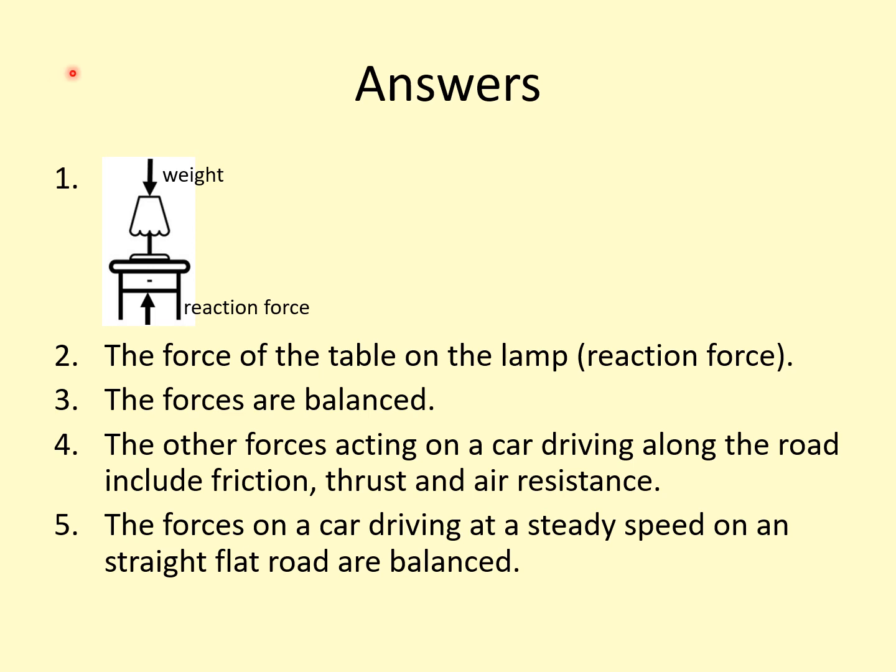Here are the answers to those questions. So you're asked to label the diagram. The arrow pointing down is weight, and the arrow pointing up is reaction force. Part 2, the other force in the interaction pair is the force of the table on the lamp. You could also say it's the reaction force. Number 3, the forces on this lamp are balanced because they're acting in the opposite direction. Weight is pulling down, and reaction force is pushing up, and they are the same size. You can see that from the arrows, and you know that because the lamp is not moving.